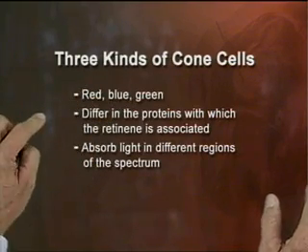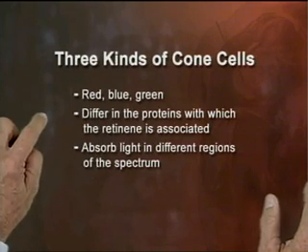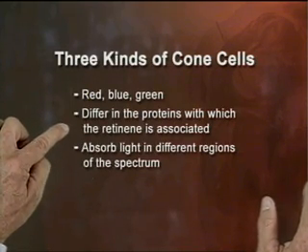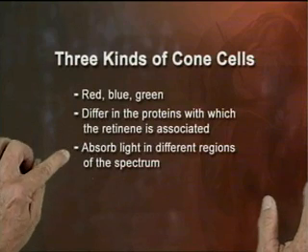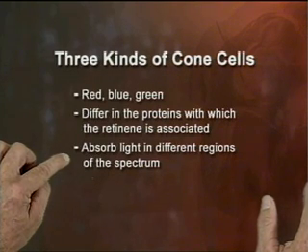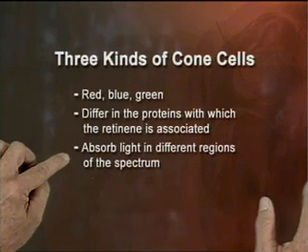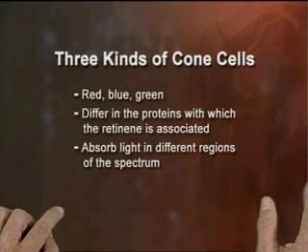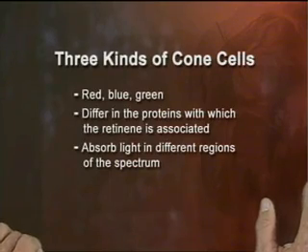They differ in the proteins with which the retinene is associated, and that's why we have the 3 different designations. And they absorb light in different regions of the photospectrum. Now, those of us who have normal vision have all 3 kinds of cone cells, and all of them are working correctly. But people with, well, let's take a look at a graphic that summarizes what we just said there.